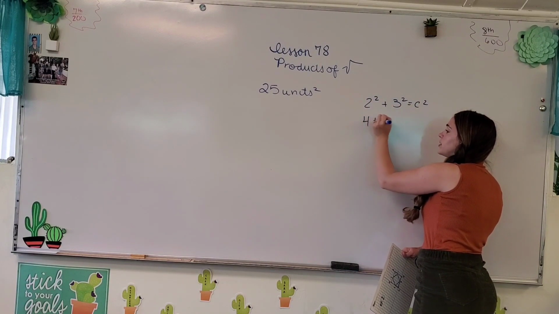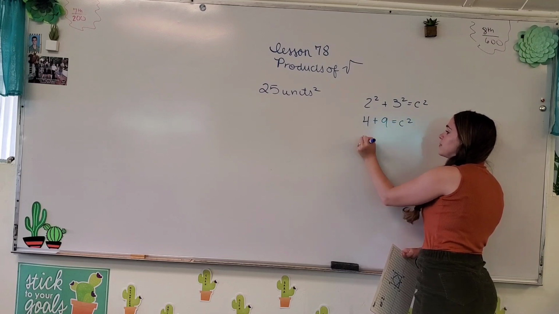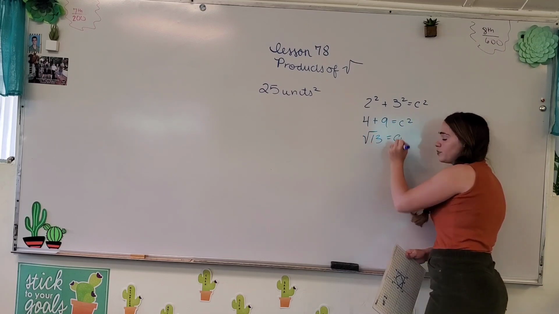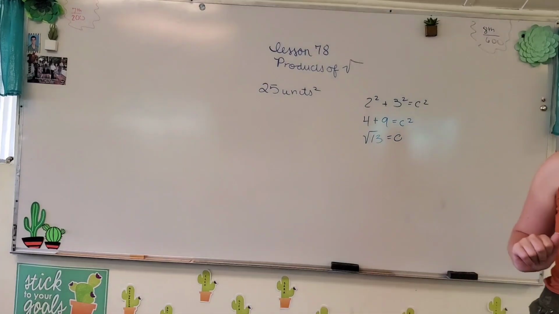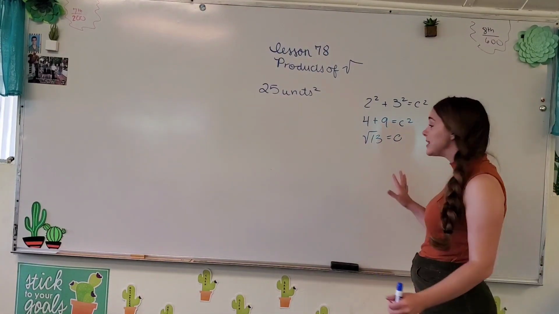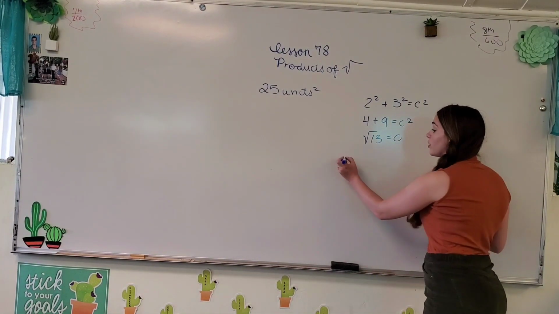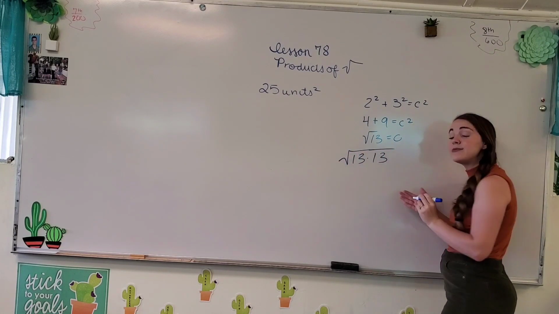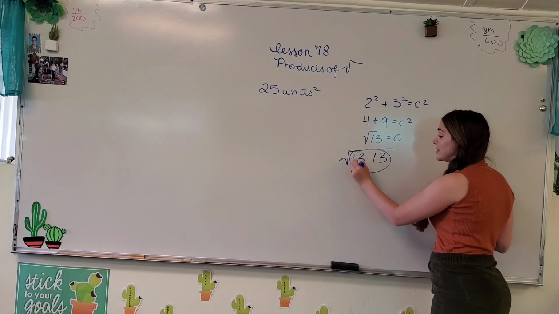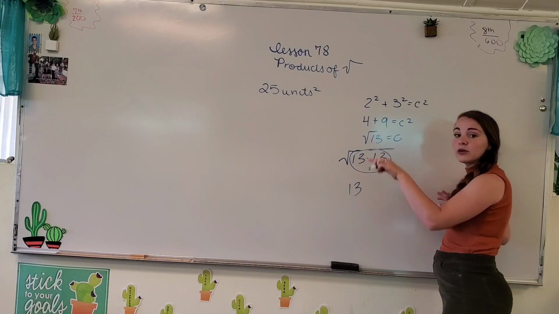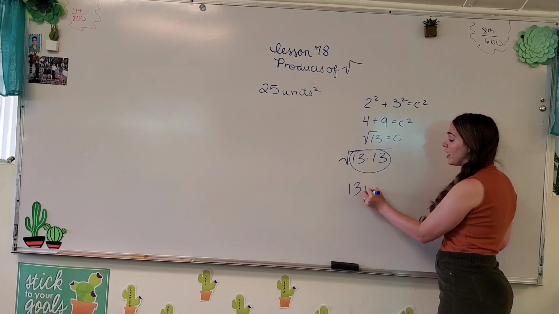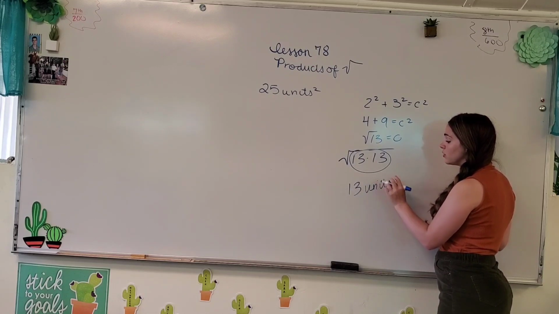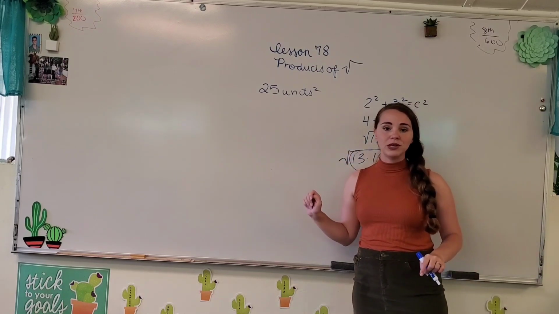And that ends up being 4 plus 9. That ends up being the square root of 13. Okay, so that's just the side, not the area. Area is side times side. So the square root of 13, remember if we did like this, the square root of 13 times the square root of 13 would end up just being 13 if we take it outside. Okay, so the area of the first is 13 units squared and the big one is 25 units squared.